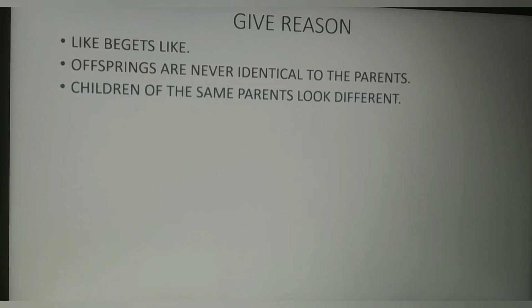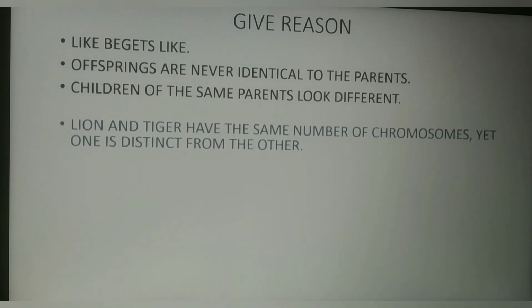Again, next question. Children of the same parents look different. The same answer. It is due to variation taking place. That is the small differences existing among individuals. And the cause of variation is crossing over and genetic recombination, which occurs during the formation of gametes.